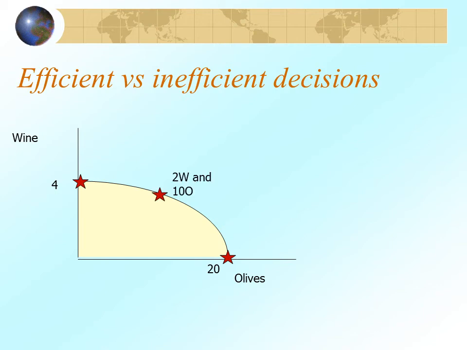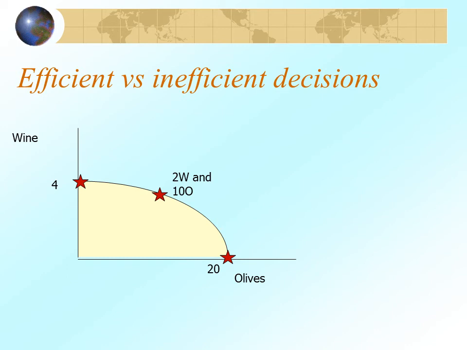The combination would be, for example, 2 wine and 10 olives. That is also an efficient decision because efficient decisions are all the points that are actually on the graph. So 2 wine and 10 olives is a perfectly reasonable, perfectly efficient decision. And in the previous example, when talking about paintings and sculptures, if you made 1 sculpture and 2 paintings, that would also be efficient because that example would be on the graph.